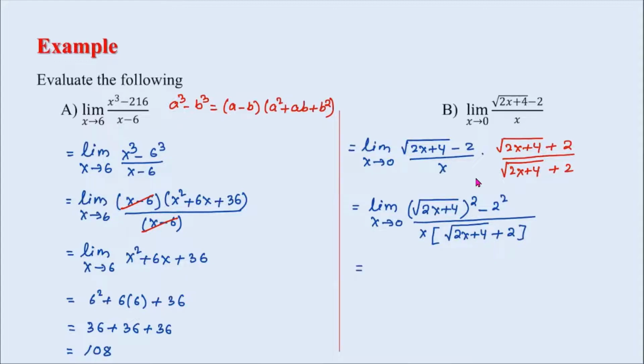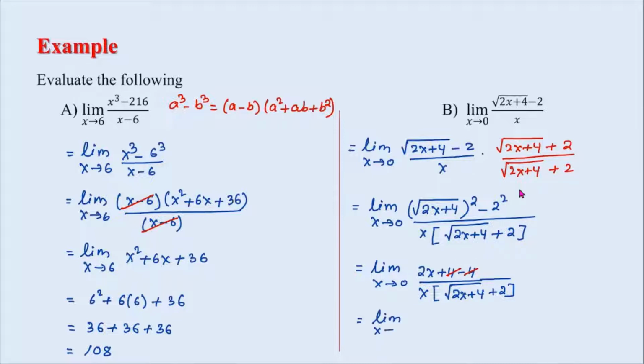Now in the numerator, we have the limit as x approaches 0. In this first one, square and square root cancel. So that will be 2x plus 4 minus 2 squared, that is 4, divided by x times the square root of 2x plus 4 plus 2. Denominator as it is. Now in the numerator, you can see 4 and 4 get cancelled.